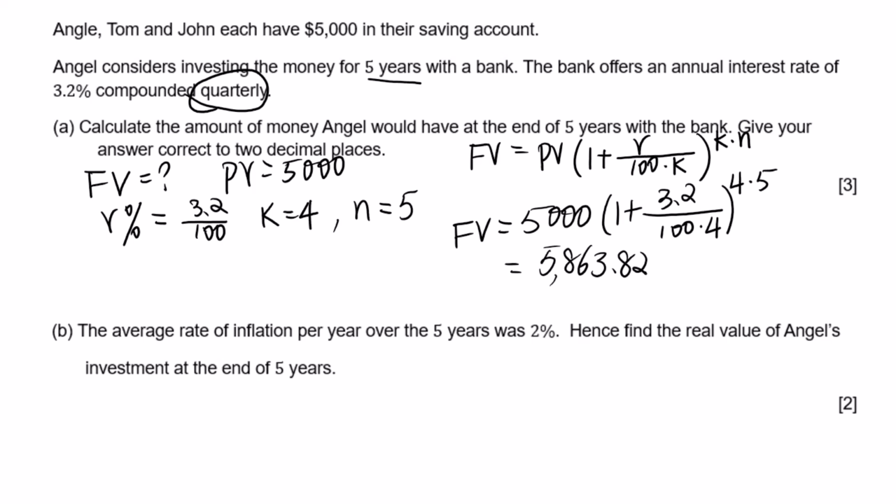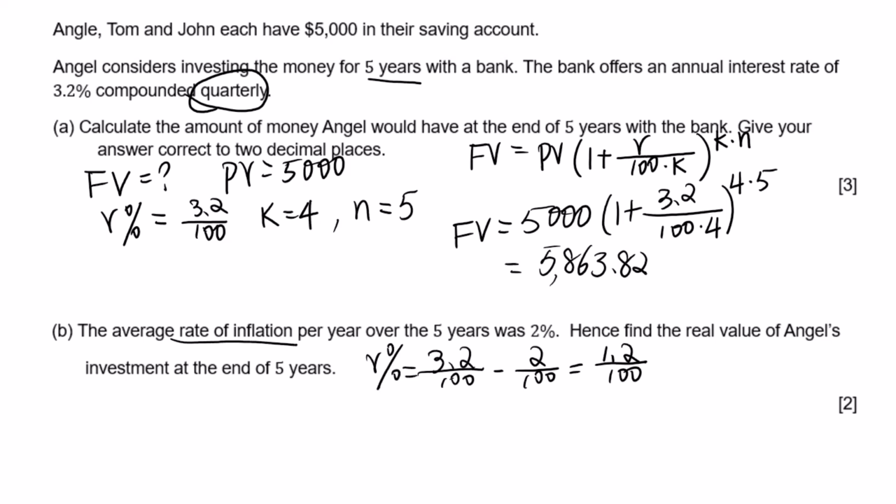B. The average rate of inflation per year over the 5 years was 2%. Hence, find the real value of Andrew's investment at the end of 5 years. The real interest rate equals given interest rate 3.2% minus 2%. So we get 1.2%. This is the real interest rate now.